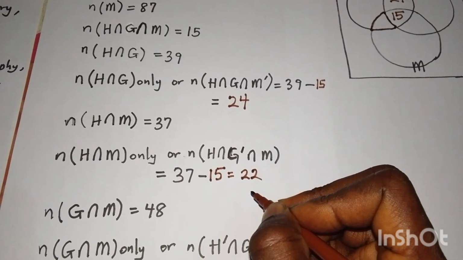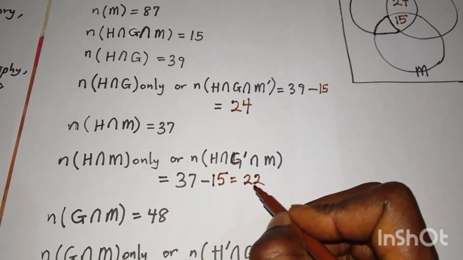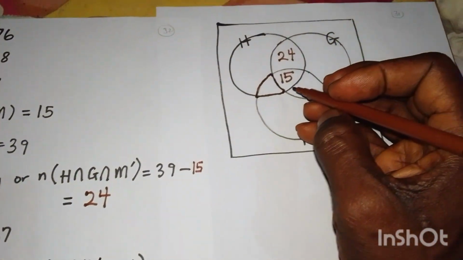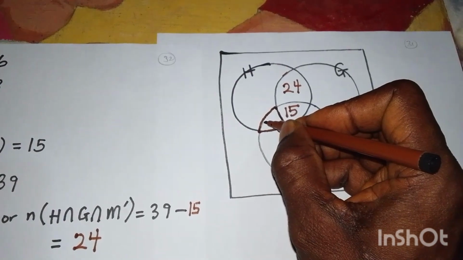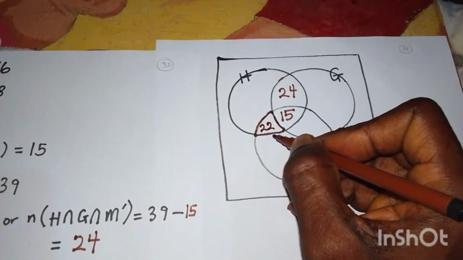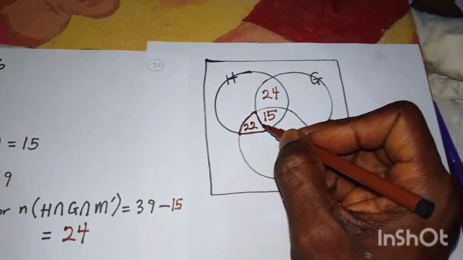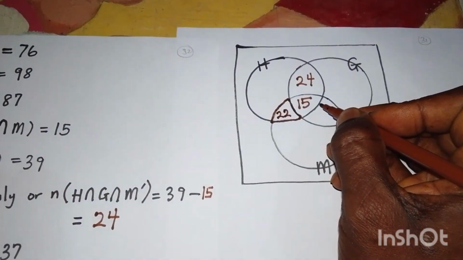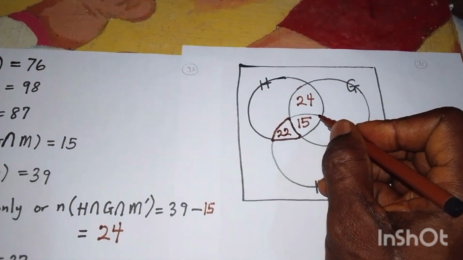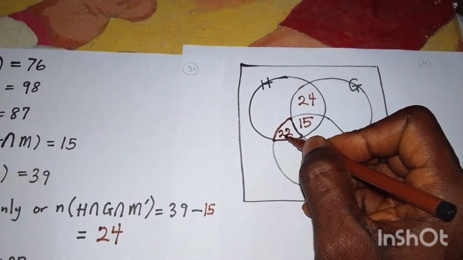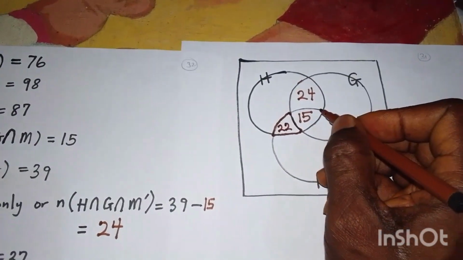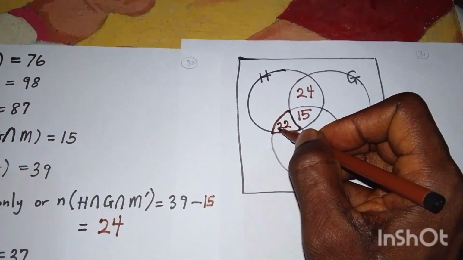22 students like only history and mathematics. So the 22 students we are going to be here. 22 students like only history and mathematics. So 22 plus 15 give us 37 who like history and geography.